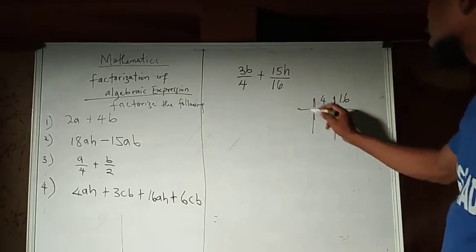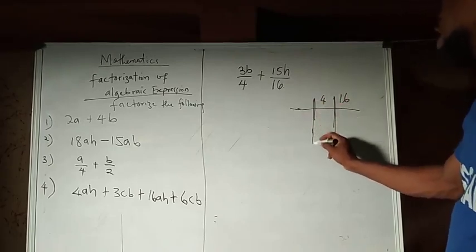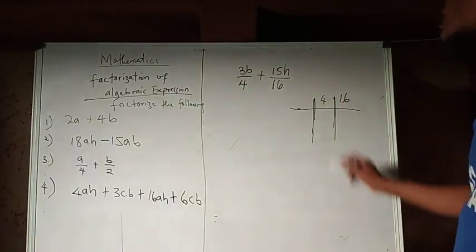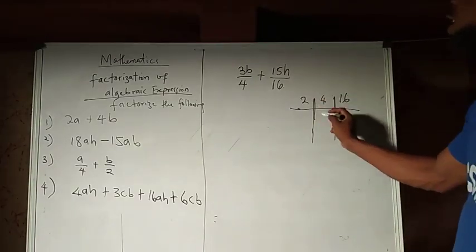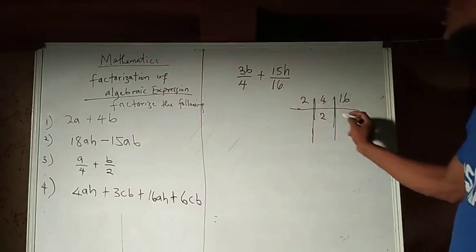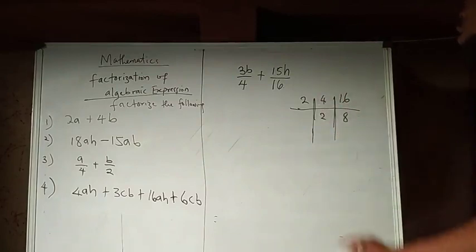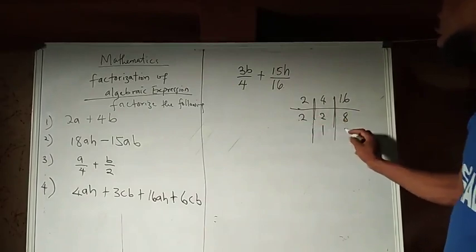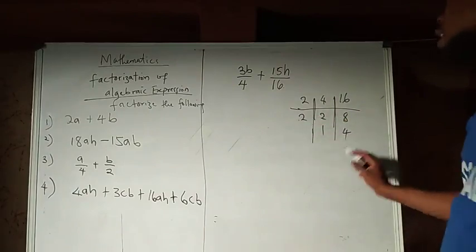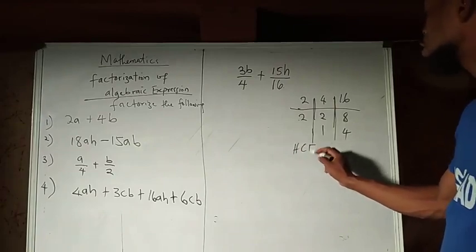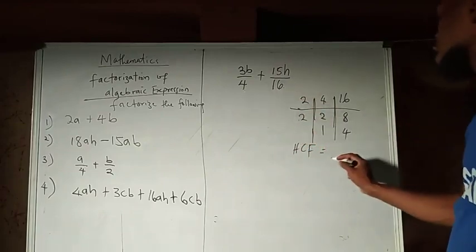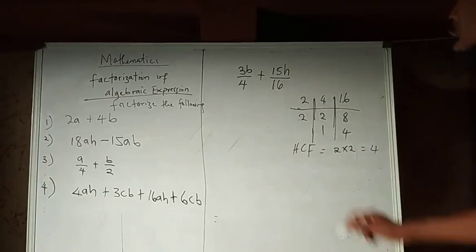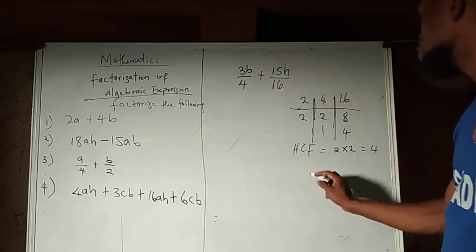So look for a number that can divide through. I know it's always safe to start with the prime factors. So 4 divided by 2 is 2. 16 divided by 2 is 8, right? Then again, 2 can go. 2 divided by 2, 1. 8 divided by 2, 4. So there's nothing that can go again. So the highest common factor of the denominators here is going to be 2 times 2, which is equal to 4.